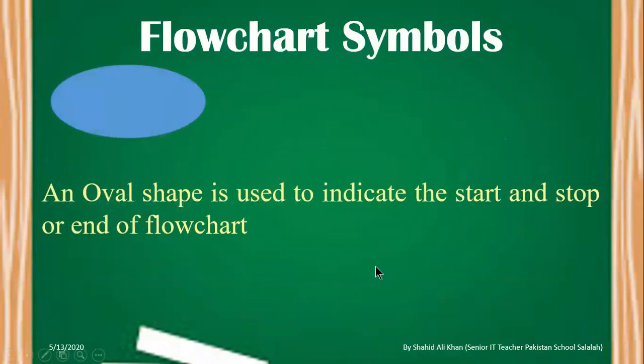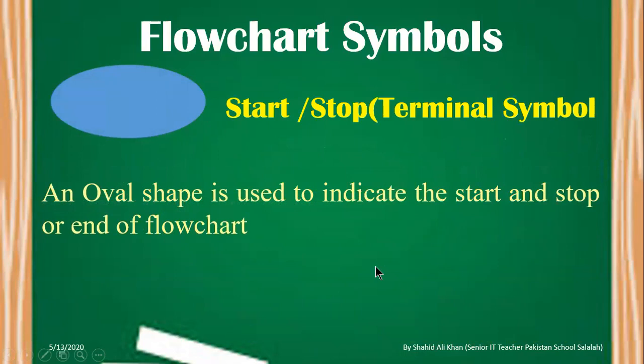Number one is Start/Stop Terminal symbol. This is also called oval shape. An oval shape is used to indicate the start and stop or end of flow chart. Normally, whenever you are going to start your flow chart, so you will use this oval shape symbol or terminal symbol, and you have to mention start text. Or whenever you are going to end your flow chart, so you will mention stop or end. Okay, let's move towards the next one.